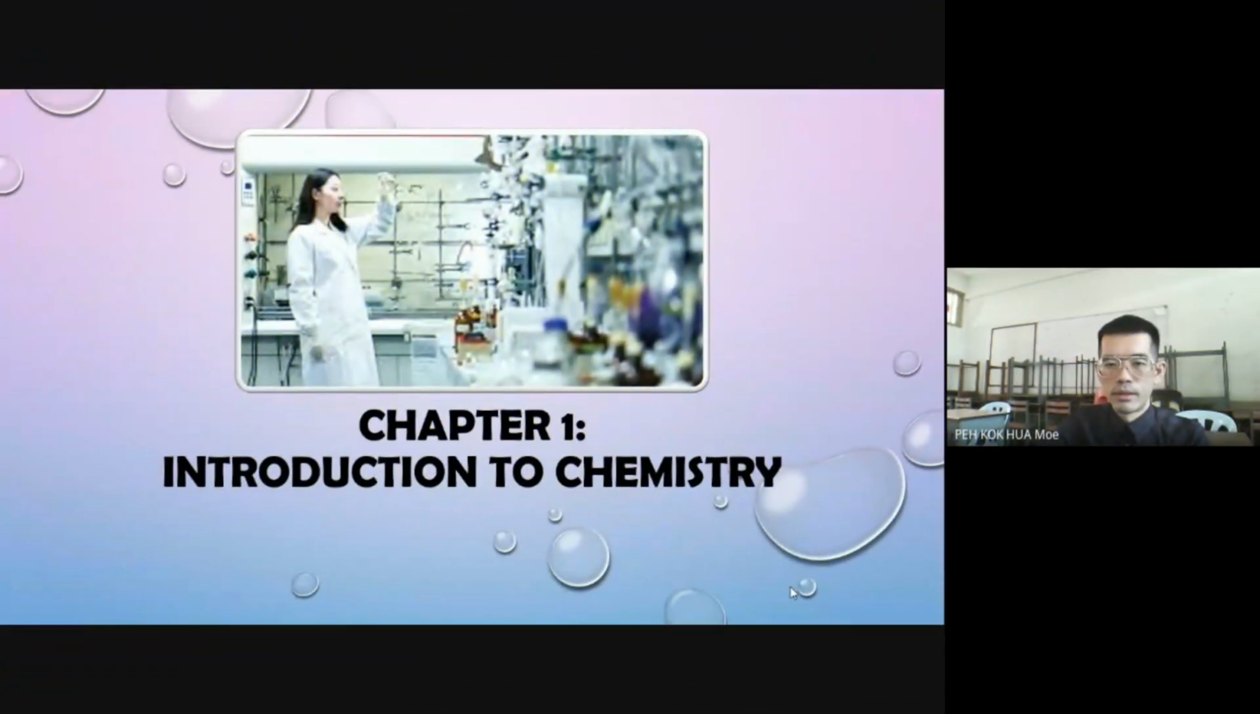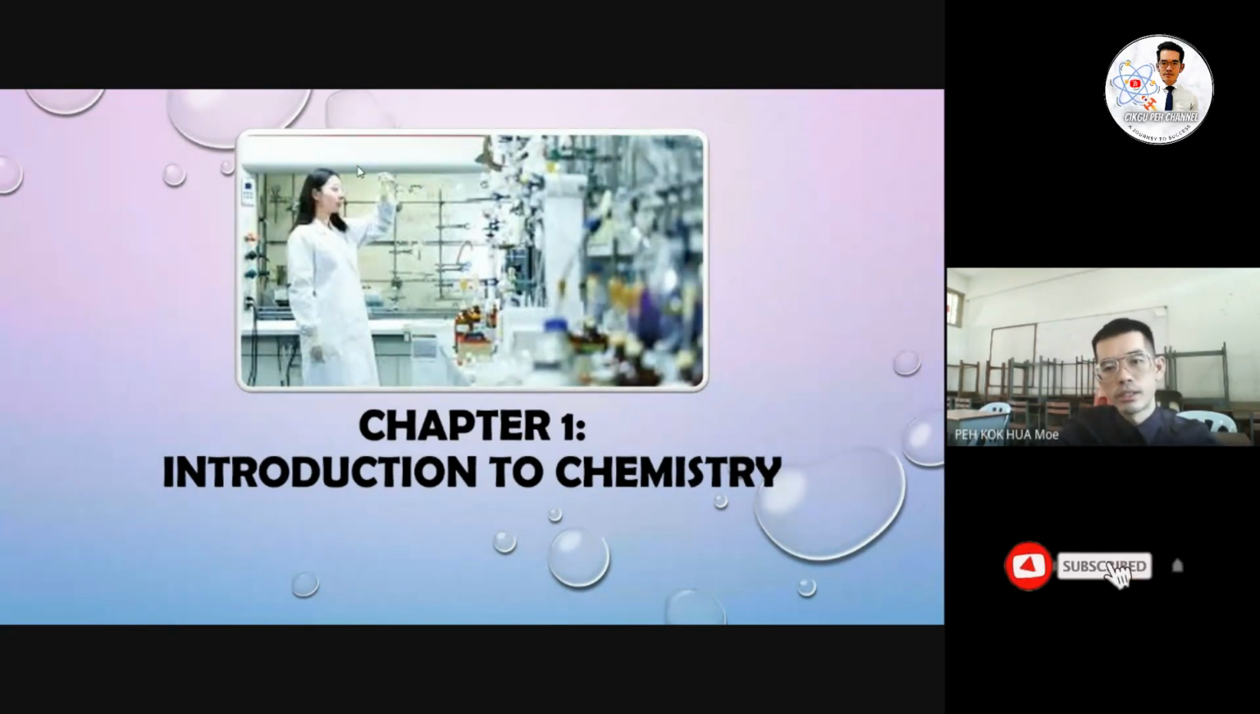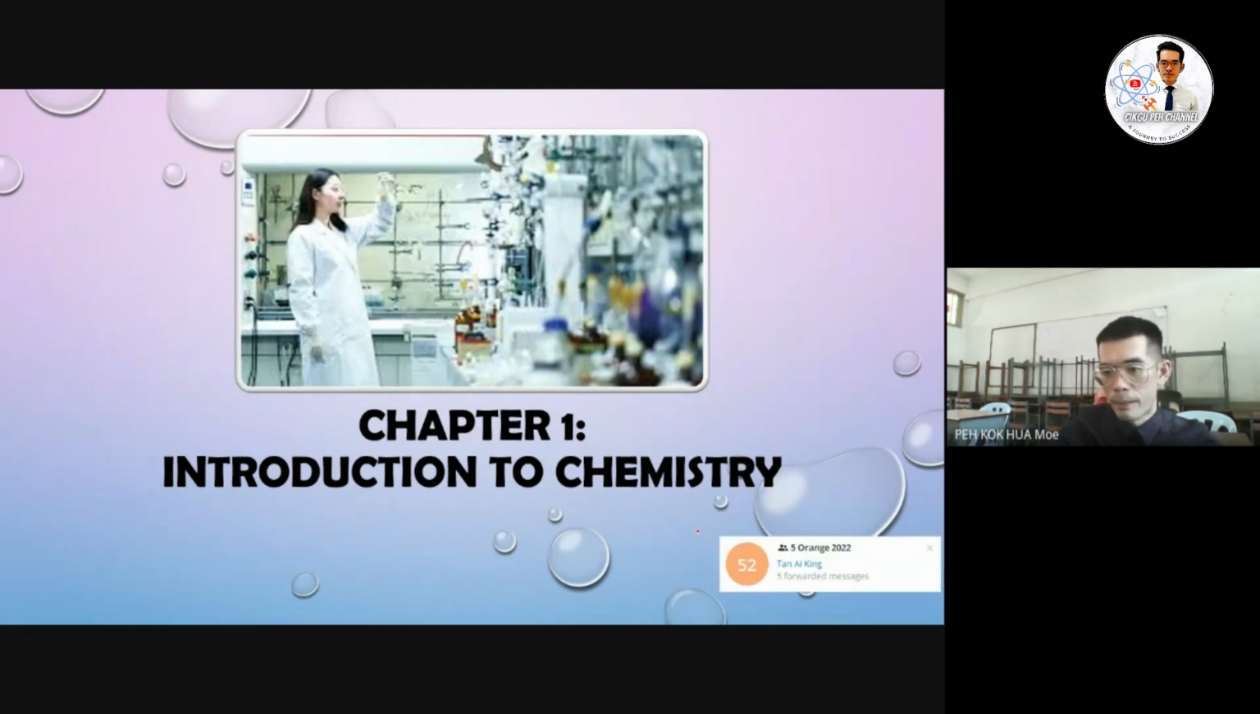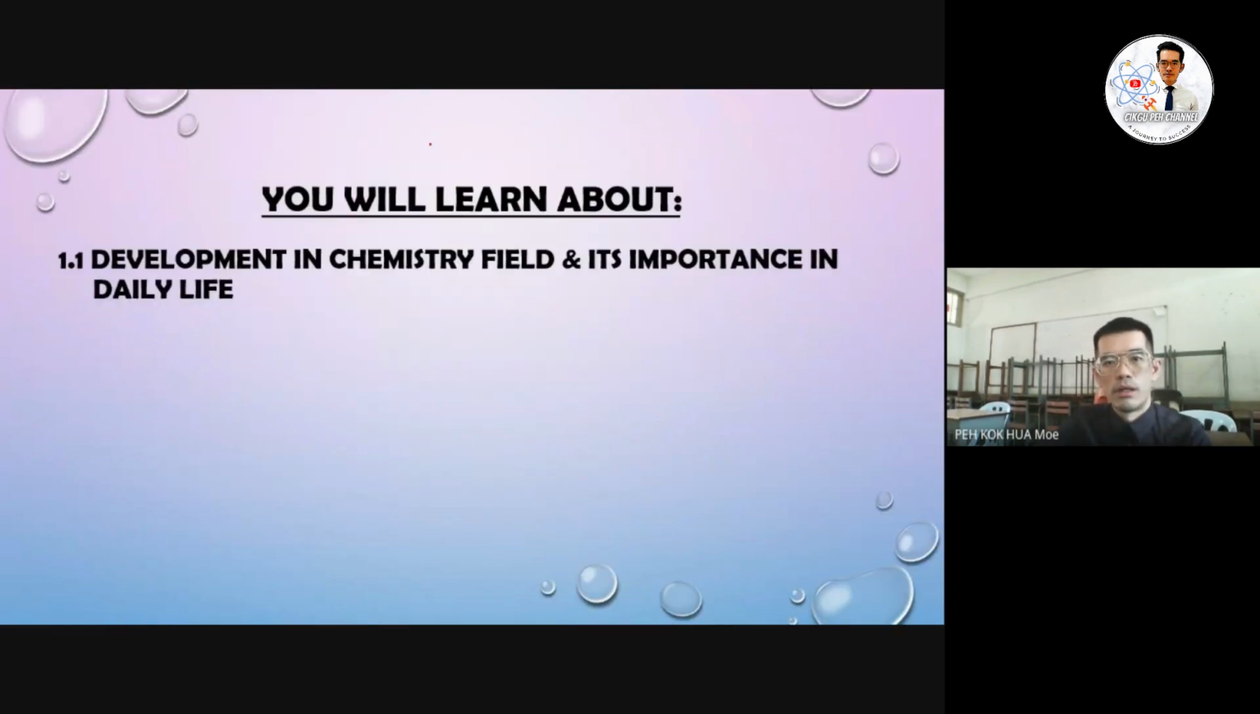Okay, so as I mentioned just now, in total for Chemistry Form 4, you have to learn about 8 chapters in the Form 4 syllabus. And today we are going to our Chapter 1, Introduction to Chemistry. There are 3 subtopics for this chapter.